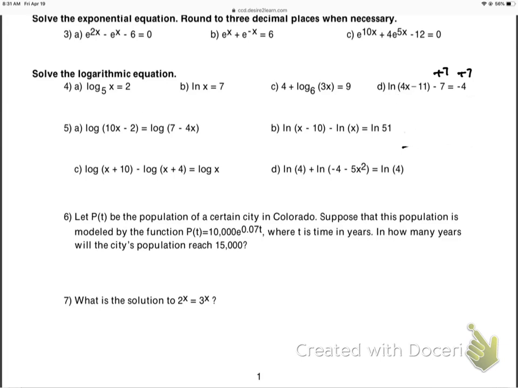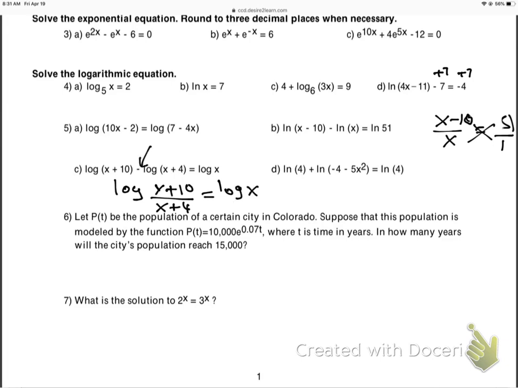So, remember these? I could combine this as a single log into x minus 10 over x equals log 51. And then remember, we just said that we don't need the word log. That just equals 51, and I cross multiply to solve. Oh, actually, here are some larger ones.